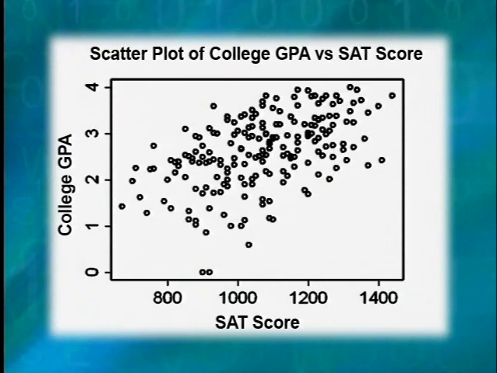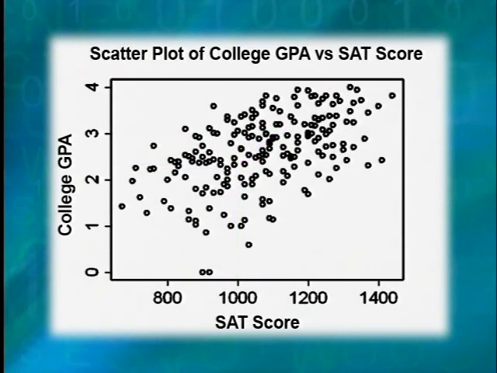Each student is represented by a dot. The dot is placed for each student by looking at the SAT score of that student, and then moving up on the line to where the grade point average of the student is in college. So this is the SAT score, which was a test taken before college started, and this is the college grade point average after the student has been in college. So this is sort of a cloud of dots.